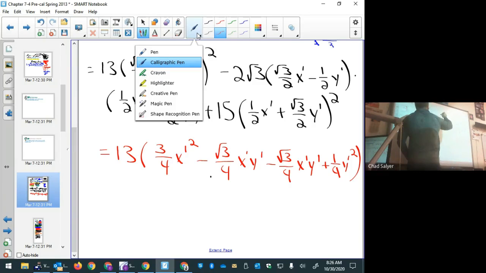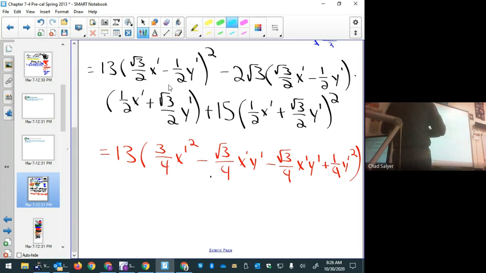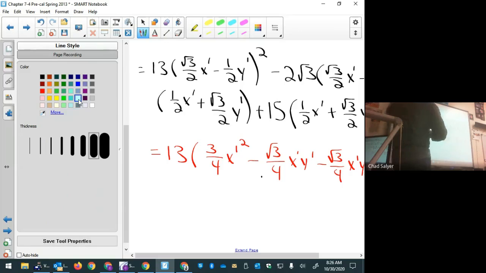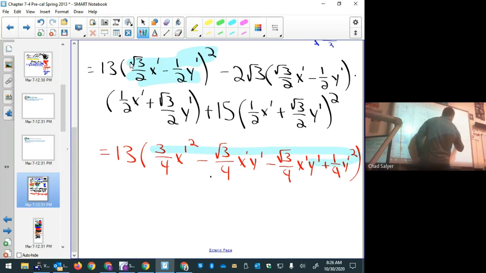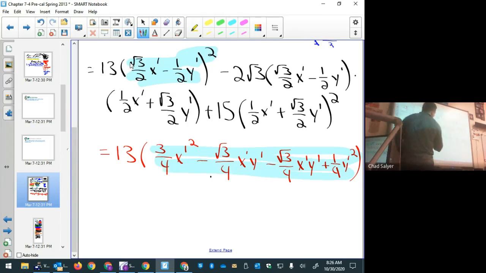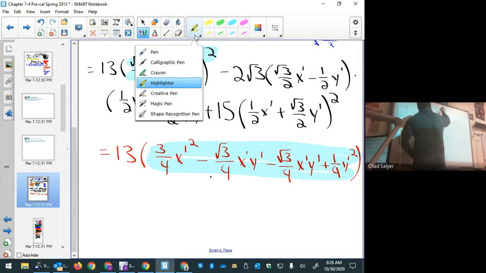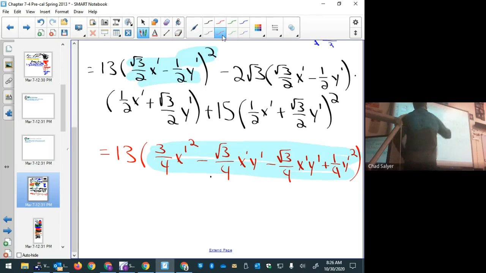We use a little highlighter action. Going to need a lot of different highlighter colors for this problem. So just this bit, when I expand it, became this bit. Is that 1/4 at the end? 1/4 y prime squared, yes. So just this bit became this bit. We ain't even close enough. So we still got all this other mess, but we'll get to it. Don't worry. Slow and steady is the key here.